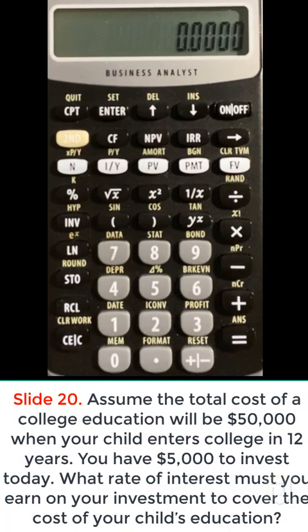Now it's time to compute the interest rate. So according to the problem, the future value that you need in 12 years was $50,000. And number of periods was 12 years, and right now you only have $5,000. And the problem was asking what the interest rate should be. So you will just input the numbers as they are, but be cautious about the signs for the present value and future value. Other than that, it's very straightforward.